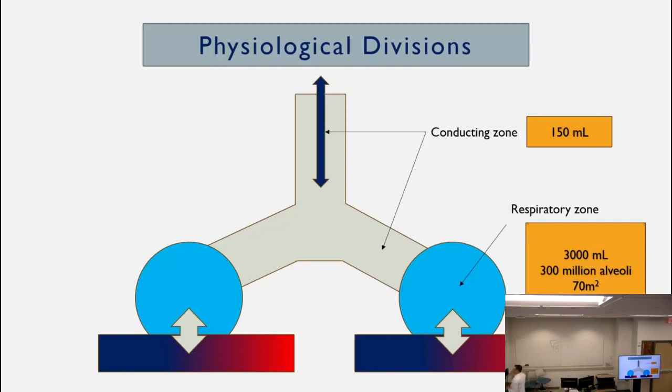Okay? Of those 500 milliliters, 150 are going to stay here, and 350 are going to go to the respiratory zone. So normally, at rest, we only get into the respiratory zone 350 milliliters of air. We don't need more. That gives us enough oxygen for doing nothing at home. When we are exercising, we need to take more air. So instead of 500, we are going to get 1,000 and more air, depending on how deep we are breathing.